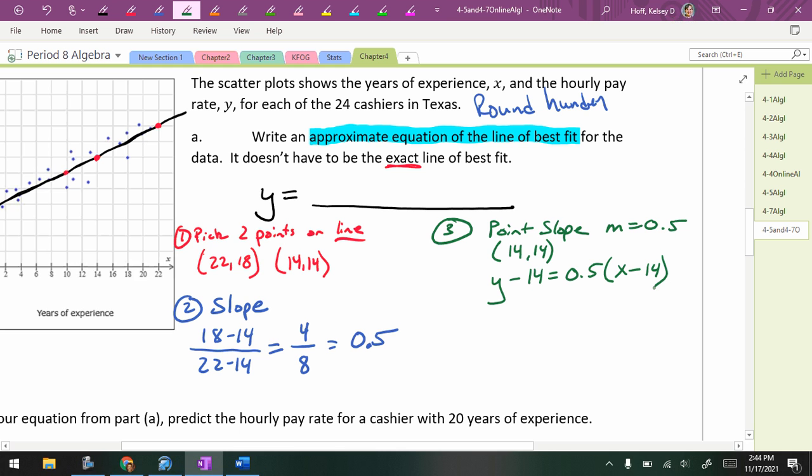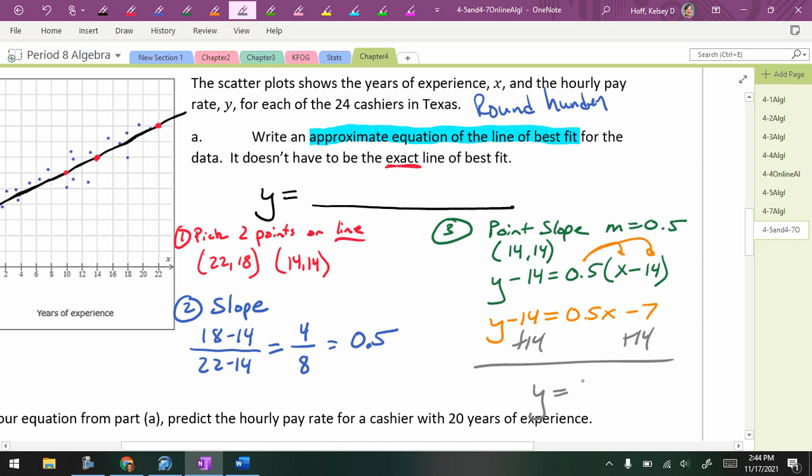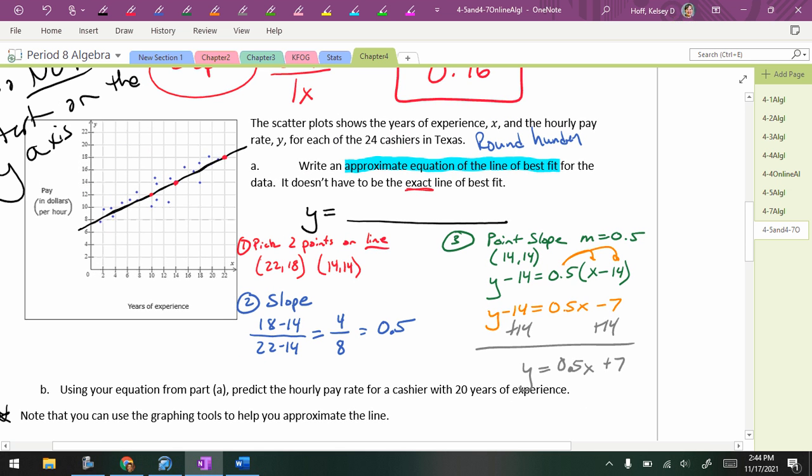Now, it will not take this on Alex. So what do you need to do? You need to distribute first. Y minus 14 equals 0.5x minus 7 plus 14. Y equals 0.5x plus 7. Now glance over at your line. Does your line approximately cross the y-axis at 7?